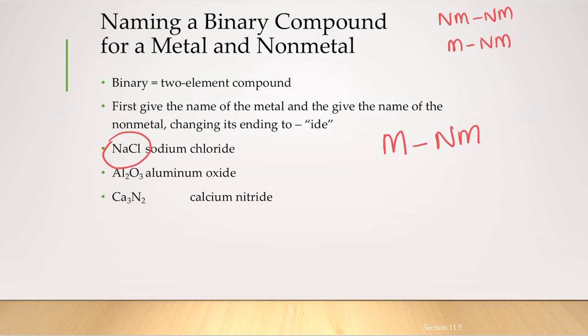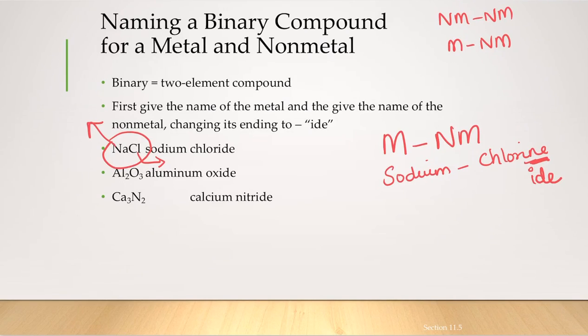Okay, so let's take this example, sodium chloride. What's the name for Na? It's actually sodium. And what's the name of this? This is actually chlorine, right? Sodium is the metal and chlorine is the non-metal that we have. But instead of writing it as chlorine, you have to replace it with ide. So it should be sodium chloride.